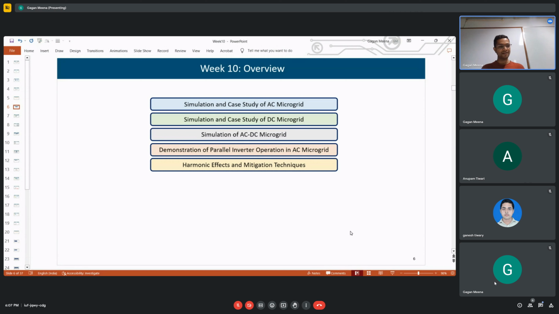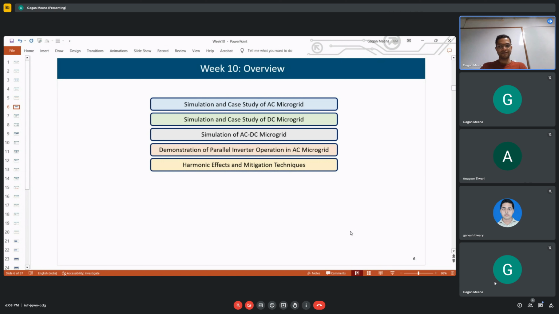Today we will see the demonstration of AC microgrid, DC microgrid, and AC-DC hybrid microgrid. The theoretical aspect we have already covered in previous weeks. We will see how we can actually implement it in a laboratory setting. Then a demonstration of parallel inverter operation in AC microgrid. Finally, the last topic covers the harmonic effects and their mitigation techniques. So we'll see them one by one.